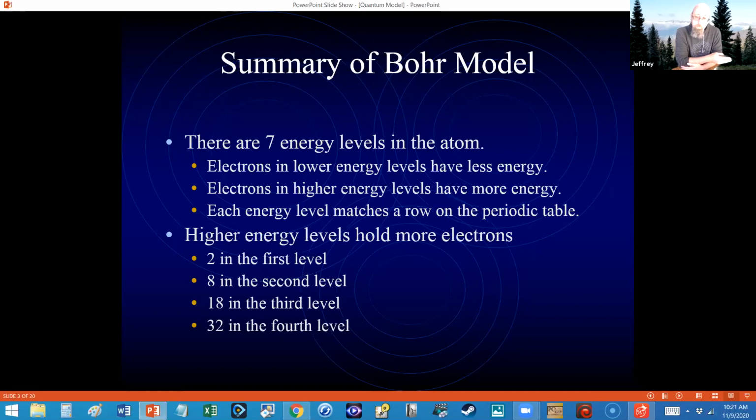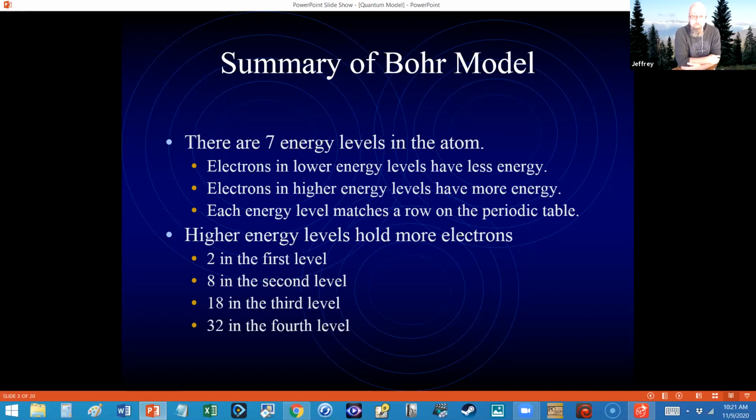Lower energy levels means less speed. Higher energy levels means a higher speed. And then the energy levels match the row on the periodic table. So that's an important lesson that comes out of last week. Each energy level corresponds to a period on the periodic table.